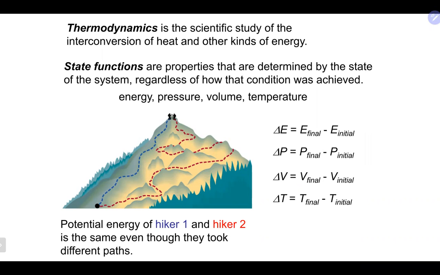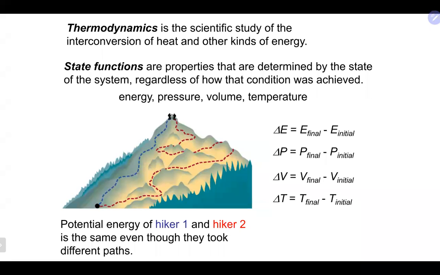The idea of a state function is this: it doesn't matter how you got there. Really, the only two things that matter are where you started and where you finished. Those are the only two things that are important when you're dealing with a state function. A state function could be energy, pressure, volume, or temperature.